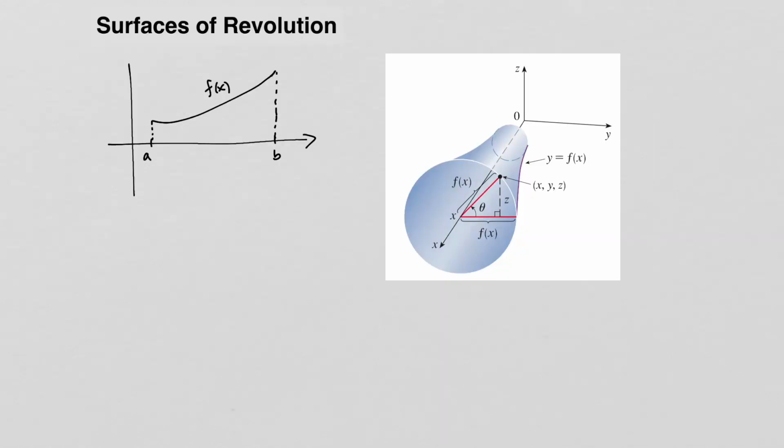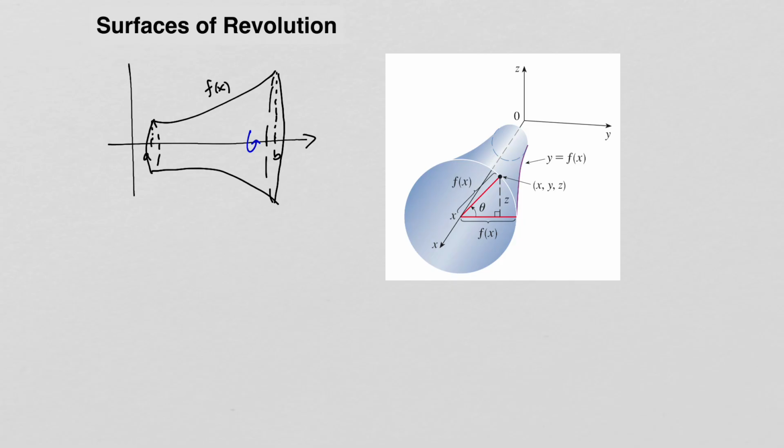Now let's consider surfaces of revolution. Let's go back to 2-variable calculus just for a minute. Suppose we have some function f of x, and we revolve that function about the x-axis. We know that this is going to create some kind of a 3-dimensional shape here, and we can do all kinds of things with this.